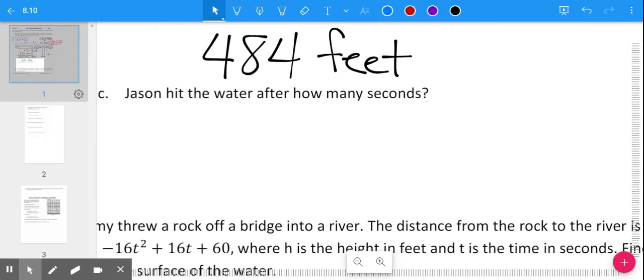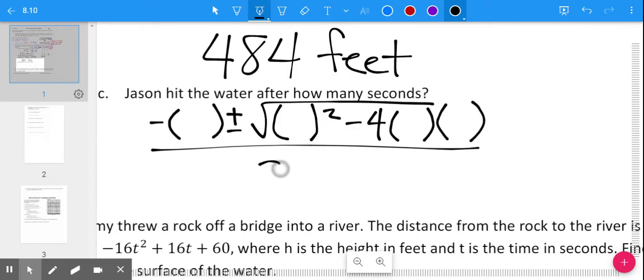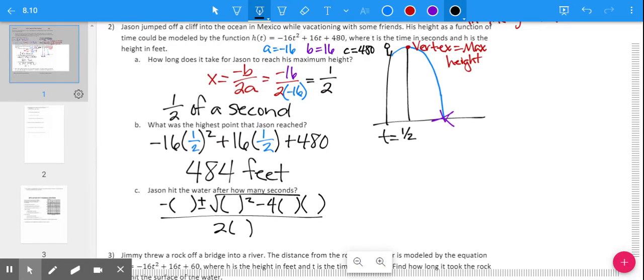So we have negative b plus or minus the square root of b squared minus 4 times a times c, divided by 2a. So I'm getting my a, b, and c from the original equation up here. So a is negative 16, b is 16, c is 480.